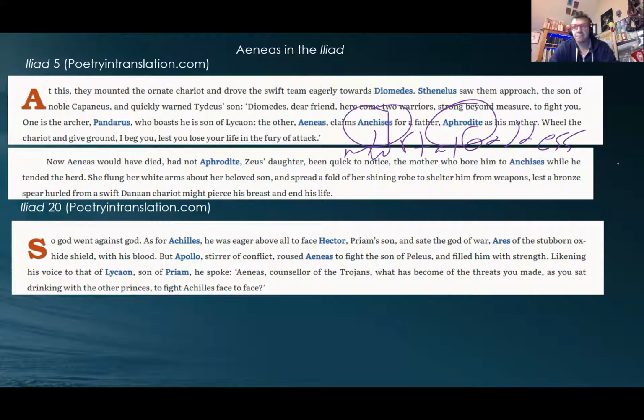And so now Aeneas gets roused, and then he and Achilles battle back and forth. It's striking they're actually in fear of one another. A number of interventions by the gods happen, and in the end, Aeneas does not win.